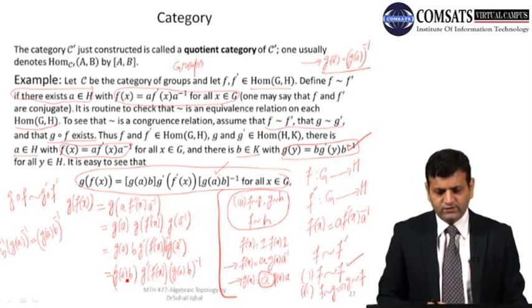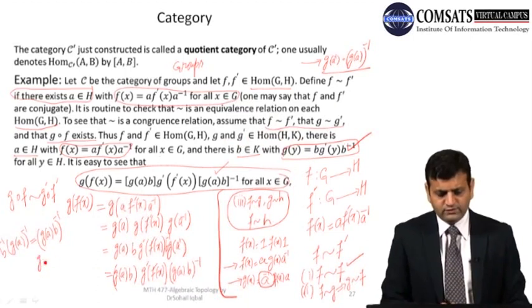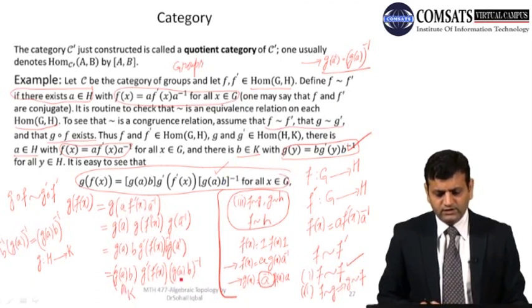So what is G of A? G is a homomorphism from H to K, so G of A is an element of K. B is also an element of K. So we can say that G of A times B is an element of K. Similarly, G of A times B inverse is also an element of K, because K is a group, so it has an inverse.